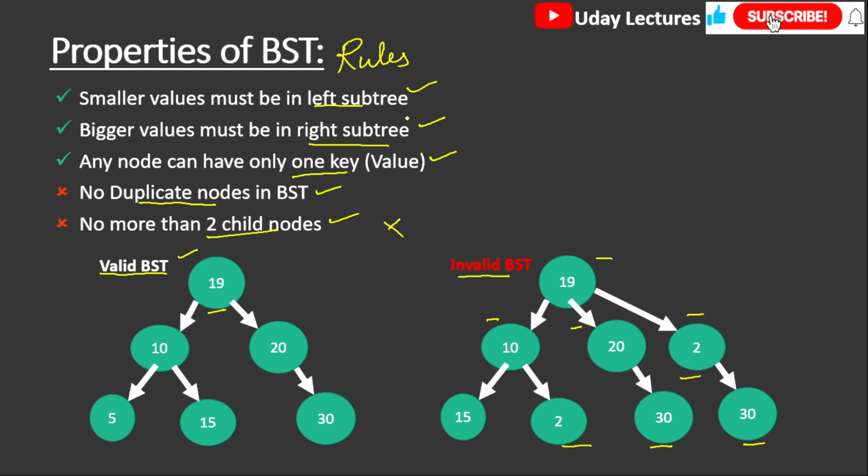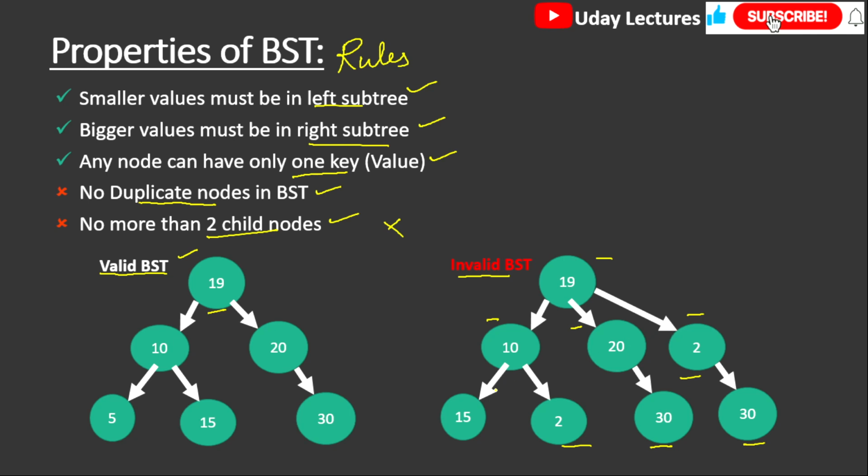And not only that, even this particular property is being violated. Bigger values must be in the right subtree. But if you look at it, there are elements like 2, which is smaller than 19, but still it is inserted on the left side of 19. So we say that this binary search tree is invalid.